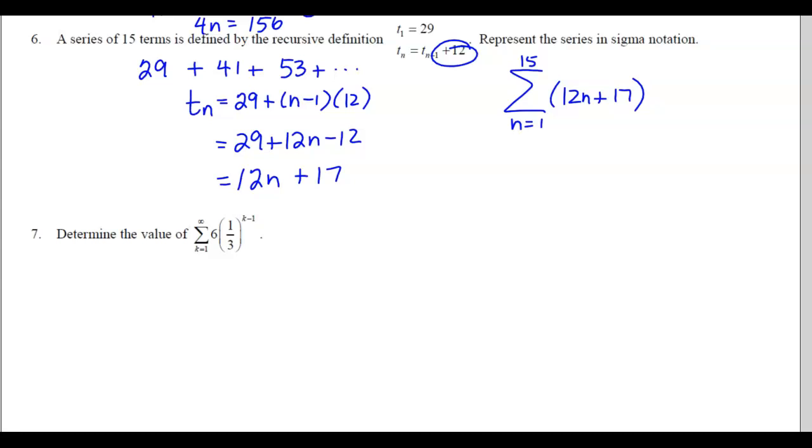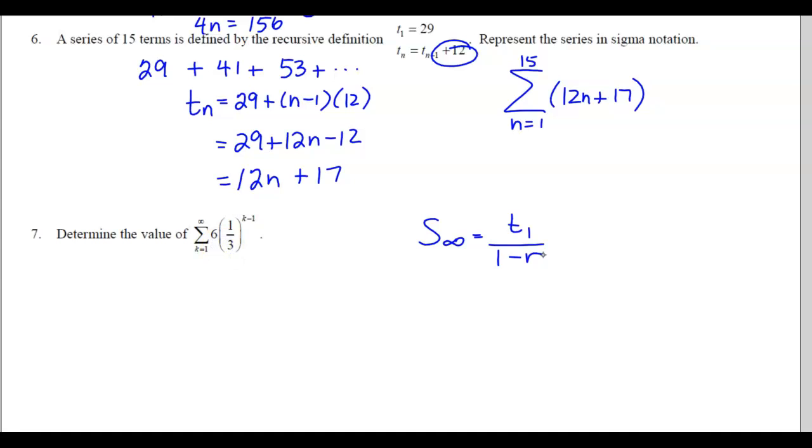Okay, let's focus here. So number 7 says determine the value of that. Take a look at it closely. It's going from k equals 1 to infinity. So it's an infinite series. So we learned the formula yesterday. The sum of an infinite series is t1 over 1 minus r. Okay, so figure out what t1 is. Usually looking at this, I would say it's 6, but always check because sometimes we simplify if we can.